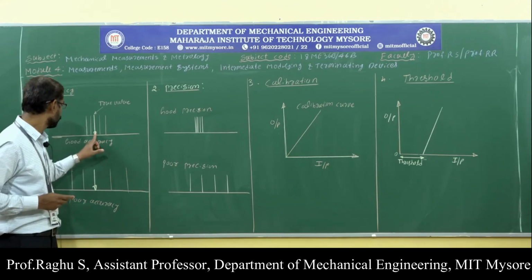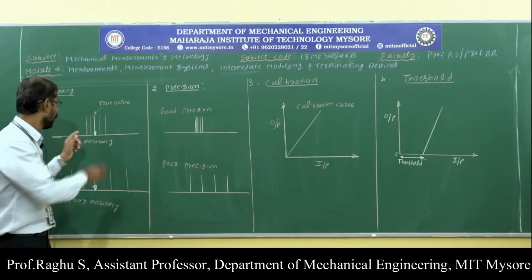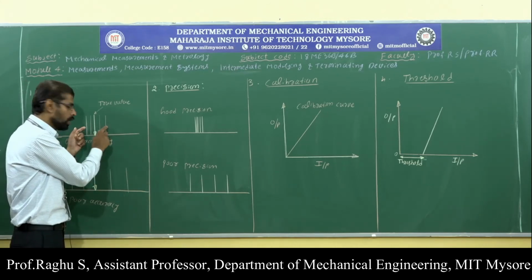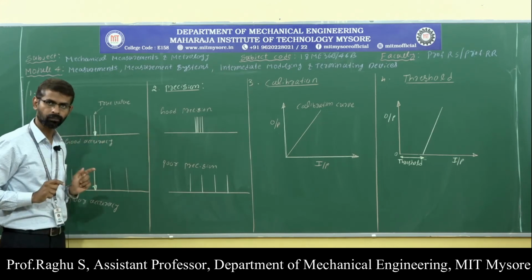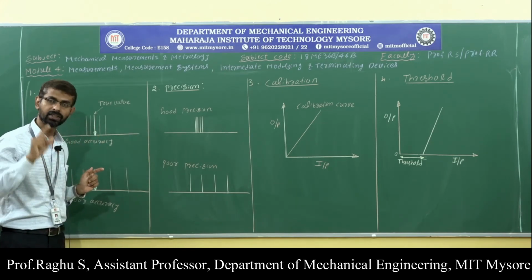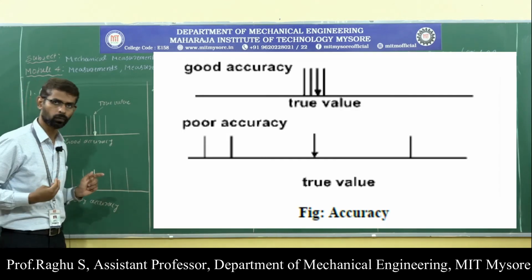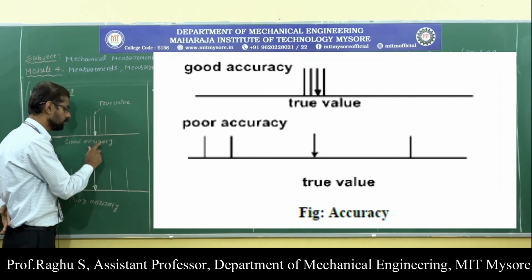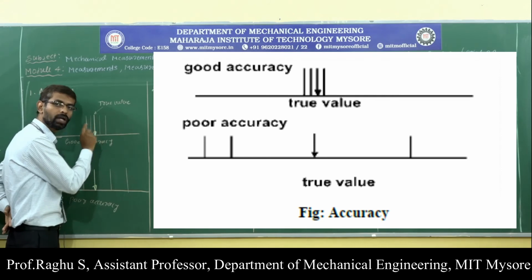In this diagram, the arrow mark is the true value, and these are all measured values. Here all four measured values are closer to the true value. So accuracy indicates the degree of closeness of measured value with the true value. Here we have measured value 1, 2, 3 and 4. All four are closer to the true value. Therefore it is good accuracy.